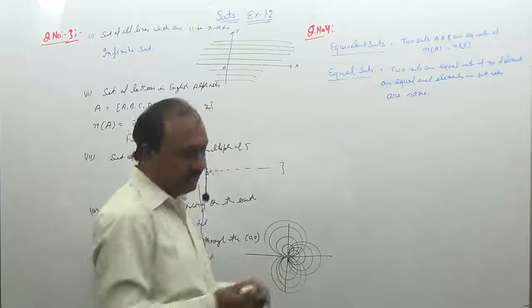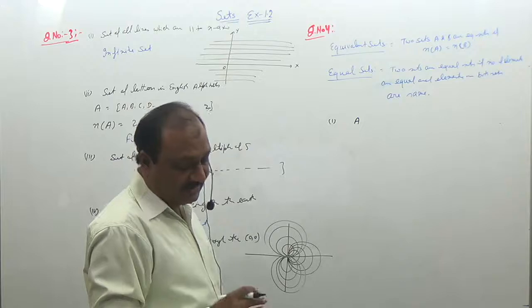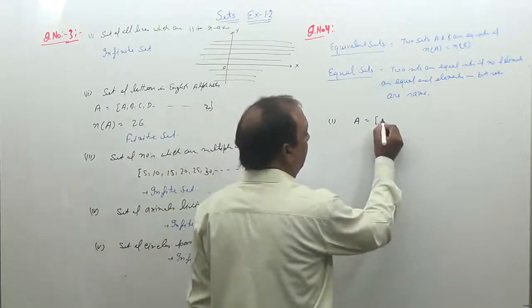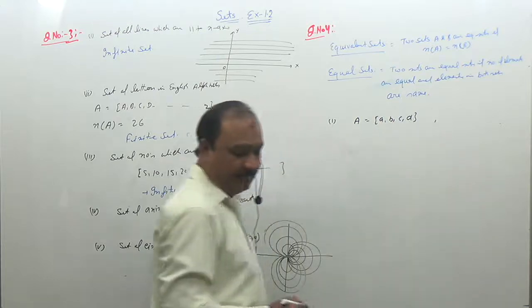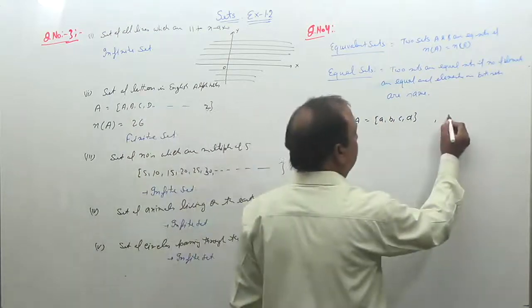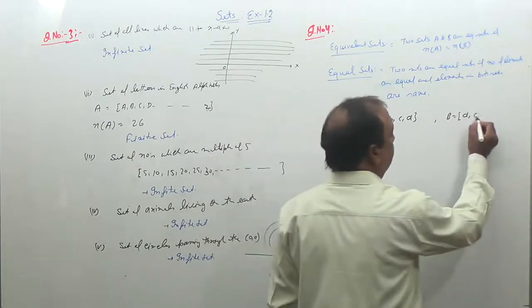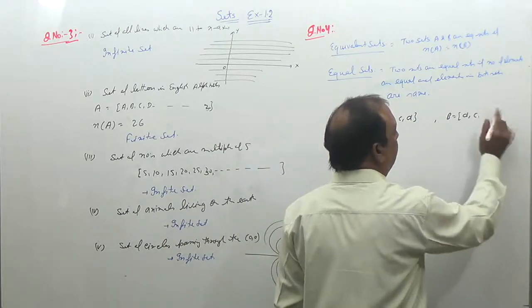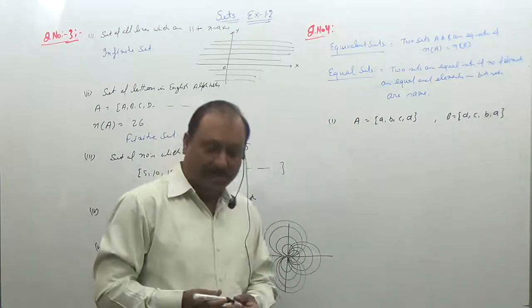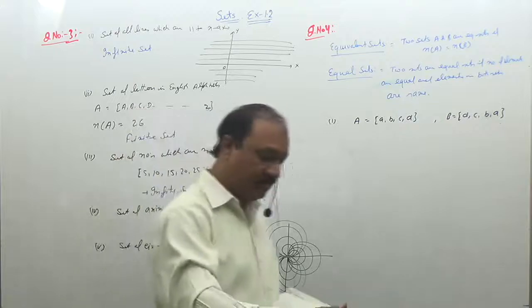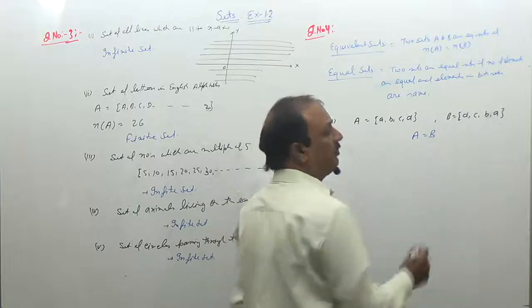Question number 4, now we are taking the first part. There is one set A given with elements A, B, C and D, and set B with elements D, C, B and A. We want to prove whether these two sets are equal or not. So these two sets are equal. A is equal to B.